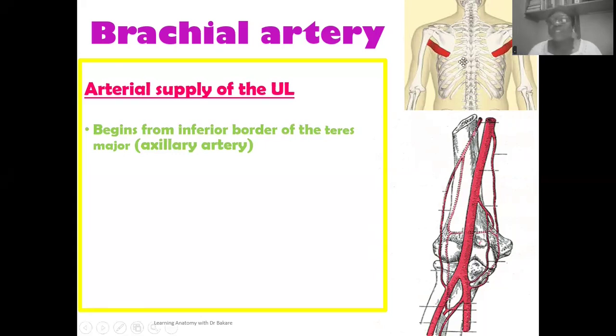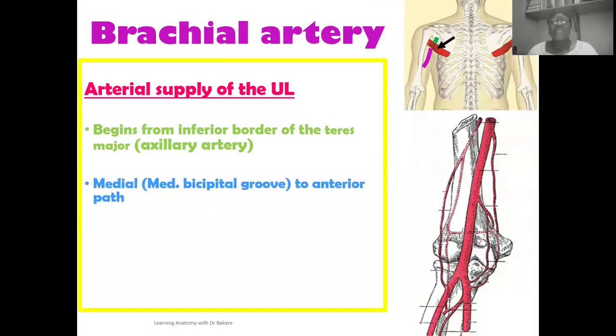If we try to use this upper image here, this is where we have the teres major highlighted in black. At the upper border of the teres major, we have the axillary artery, and this is what is highlighted here in green. This axillary artery, just at the inferior border of the teres major, will become transformed into the brachial artery. This brachial artery is then seen to run along the medial border of the arm.